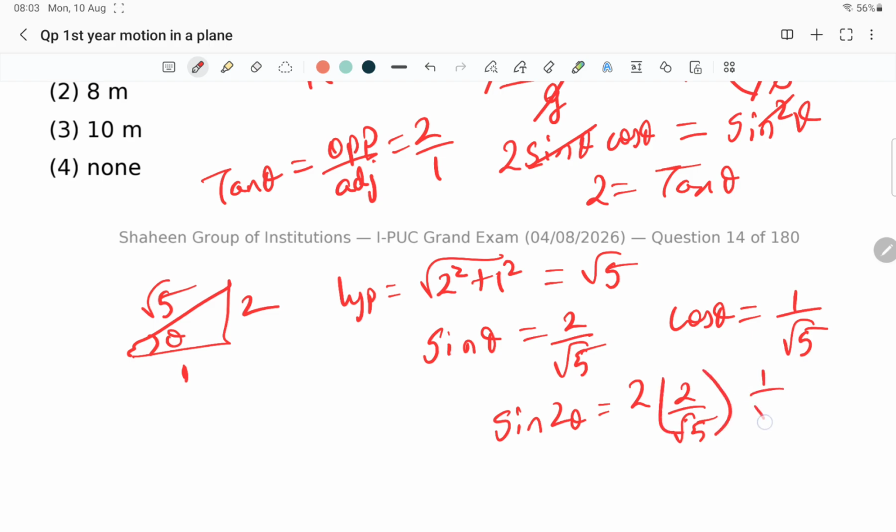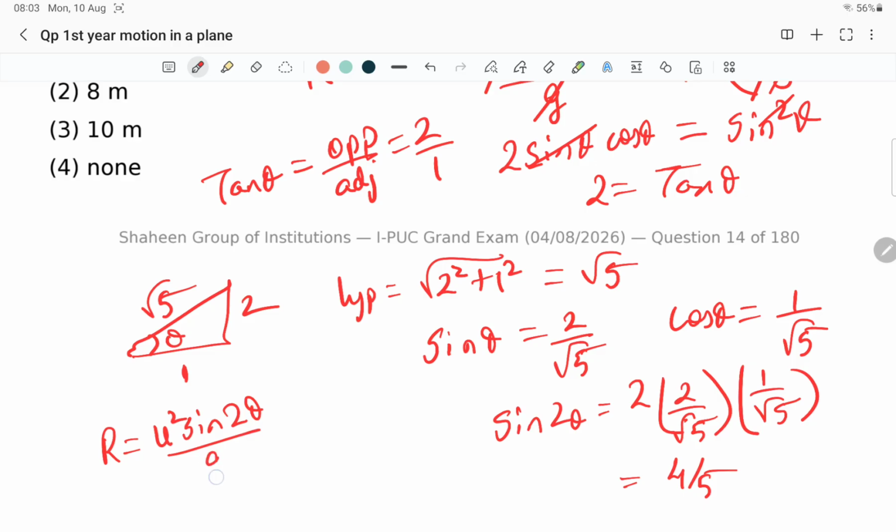2 sine theta cos theta. Solve this, you get 4 by 5. Now the range formula: r equals u square sine 2 theta by g. This now you can solve. 10 square by 10 times sine 2 theta, which is 4 by 5. You solve this, you get 8 meter.